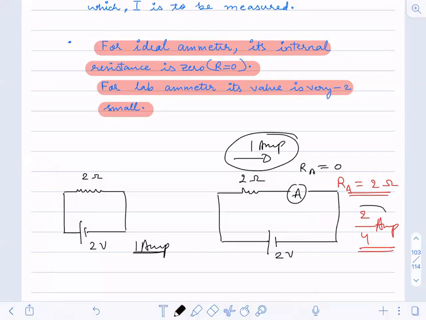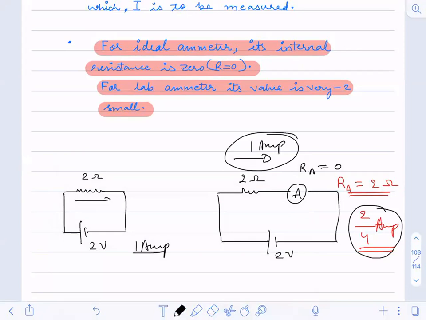Okay, but if there is a resistance with the emitter, it is 0.5. So what is this emitter doing? It is bringing some resistance and decreasing the value of current, which you don't want. You want to measure the current here.